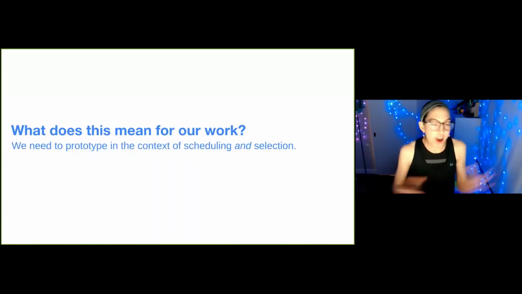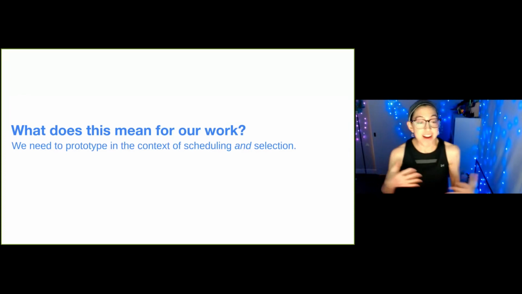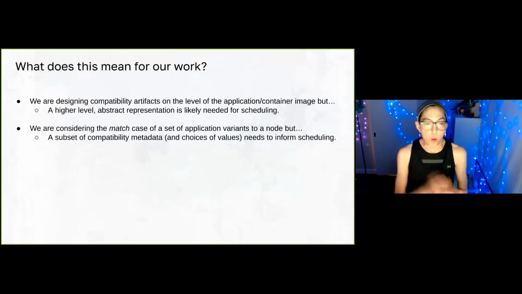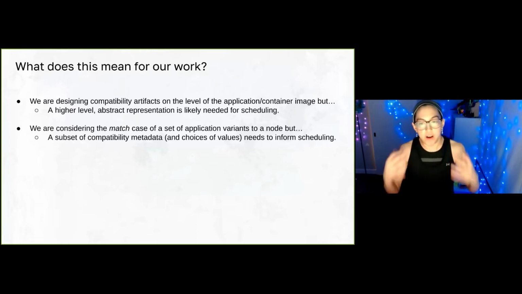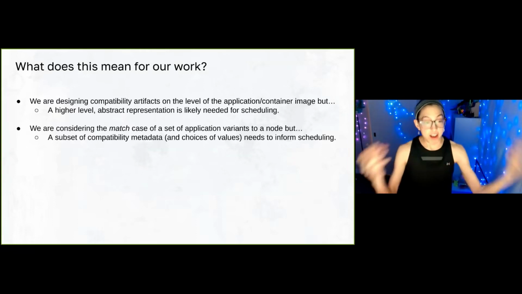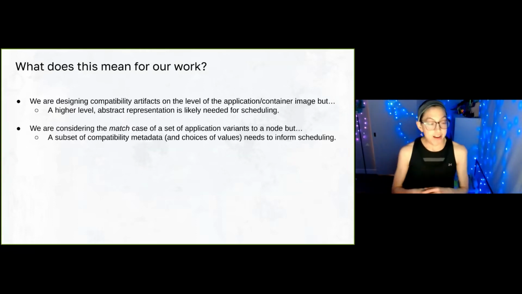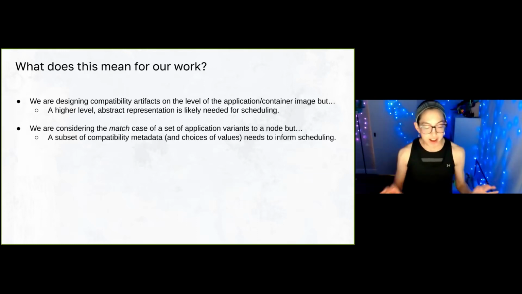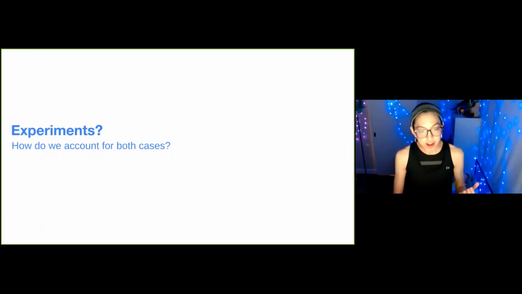So what does this mean for our work? Why should you care? What kind of things should you think about? I think that as we move forward with designing these specifications, we need to prototype in the context of scheduling and selection. Well, this is mostly a point for me. I was designing these compatibility artifacts on the level of the image selection for the application container, but we need to think about this higher level abstraction for a scheduler. And I was very dumbly thinking of just this matching case of a single application to a single node, but guess what? A subset of that metadata somehow needs to be able to inform the scheduling.